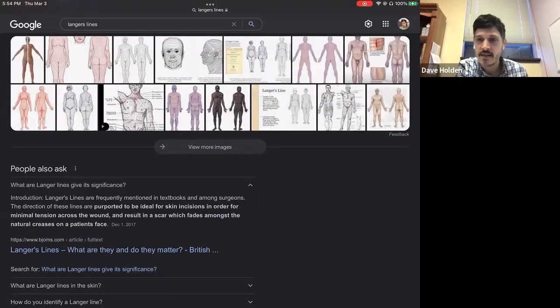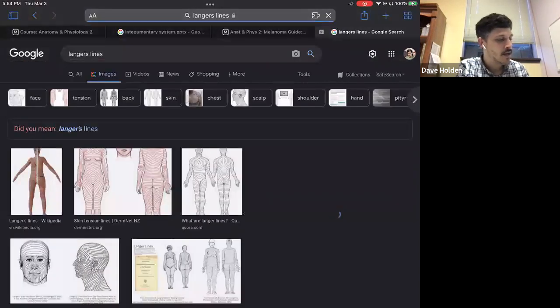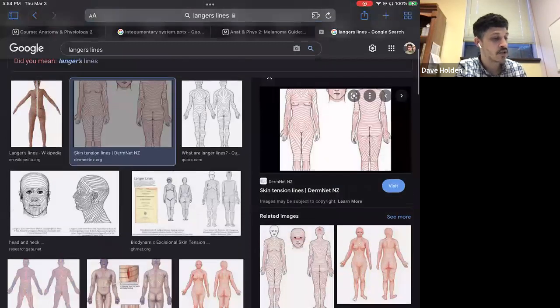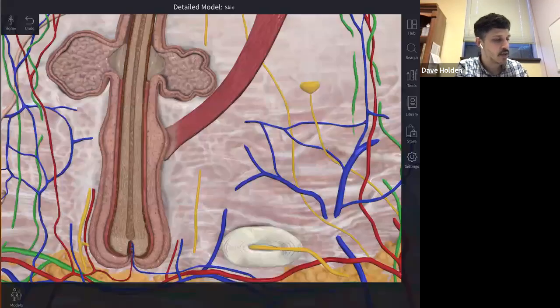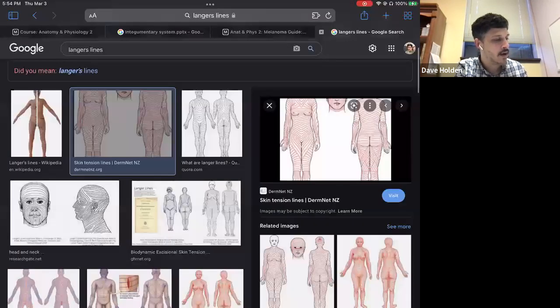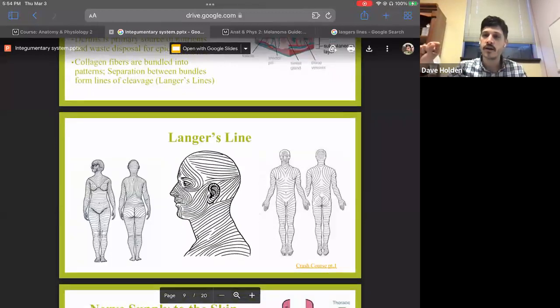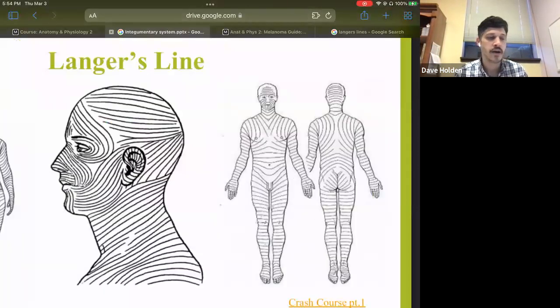Did I read that too fast? Did everybody follow me? So Langer's lines, especially important for surgeons, they are showing you where your incision can go, where it will least interrupt the tension on the skin. So look at this little model here and think about where your C-section scar goes. It goes along the Langer's line.